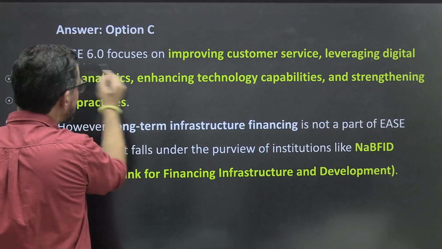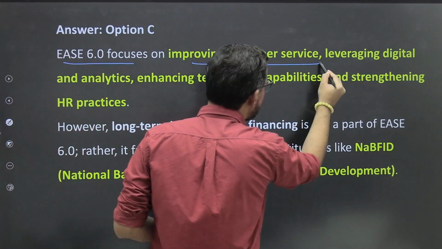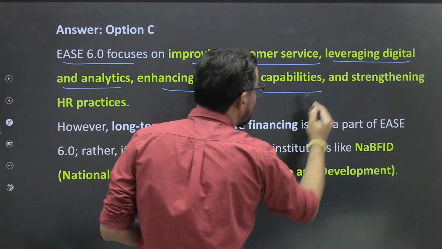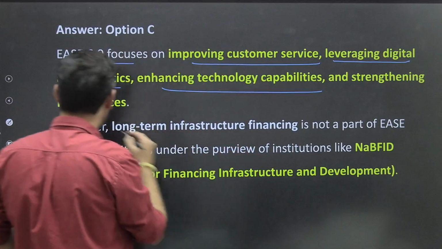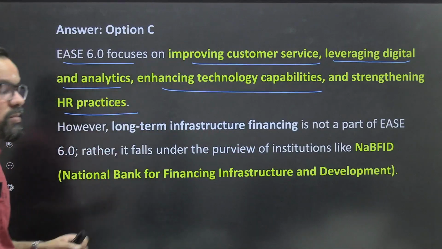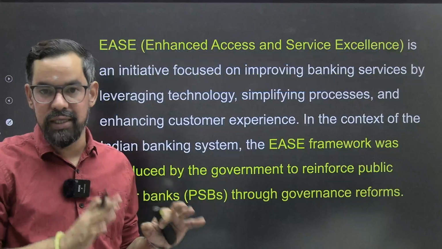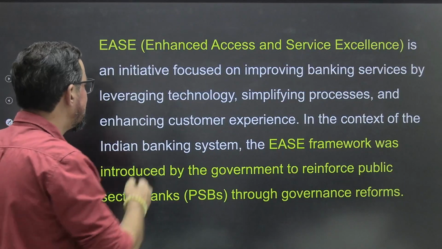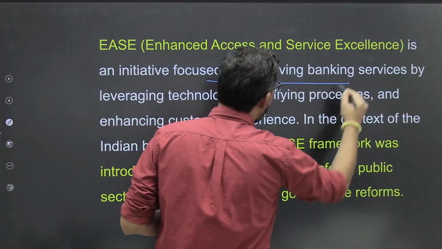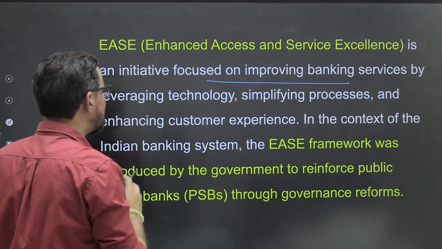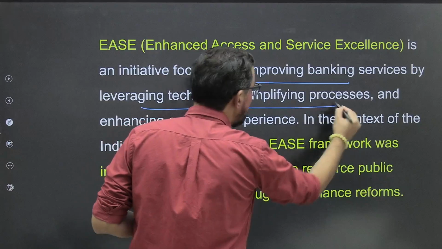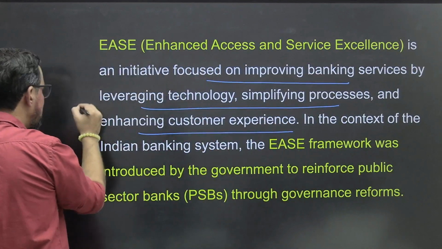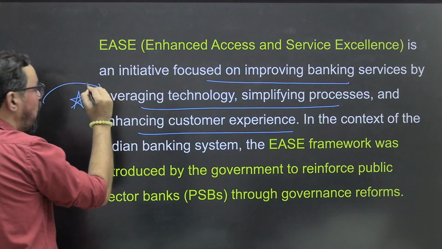Okay, so EASE 6.0 focuses on improving customer services, leveraging digital and analytics, enhancing technological capabilities, and strengthening HR practices. These were some key focus areas of EASE 6.0. Enhanced Access and Service Excellence is an initiative focused on improving banking services by leveraging technology, simplifying processes, and enhancing customer experience. So this was the core agenda of this EASE program.